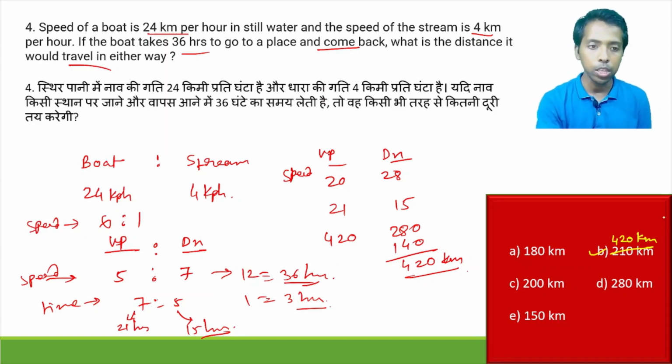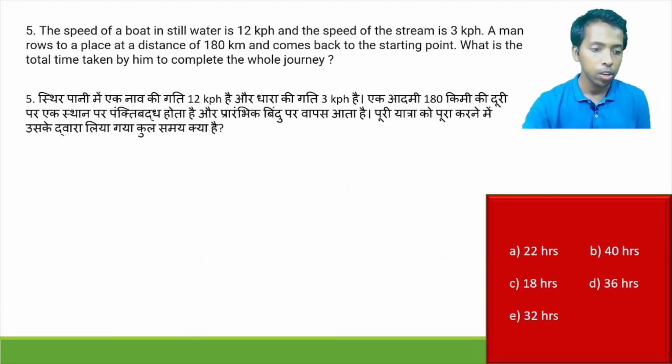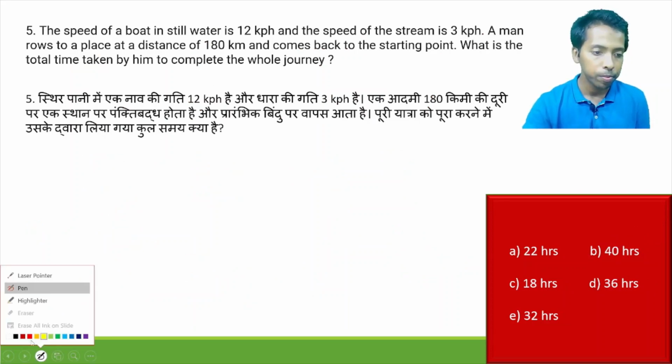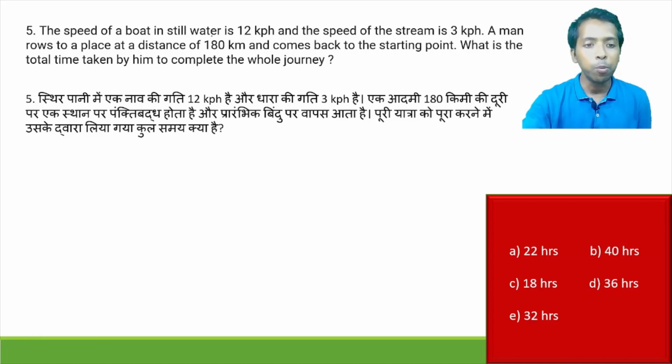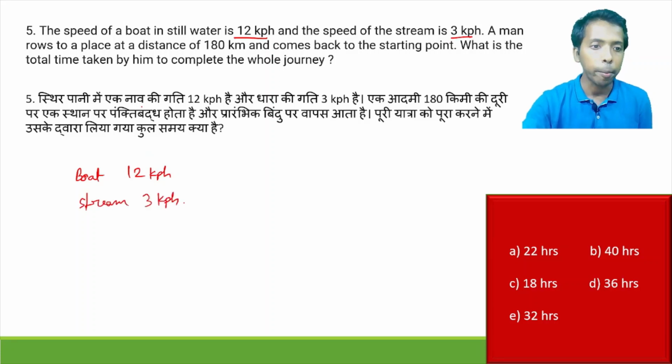Okay. Moving to the final question of the session, question number 5. The speed of boat in still water is 12 km per hour and the speed of stream is 3 km per hour. Now a man rows to a place at a distance of 180 km and comes back to the starting point. What is the total time taken to complete the whole journey?